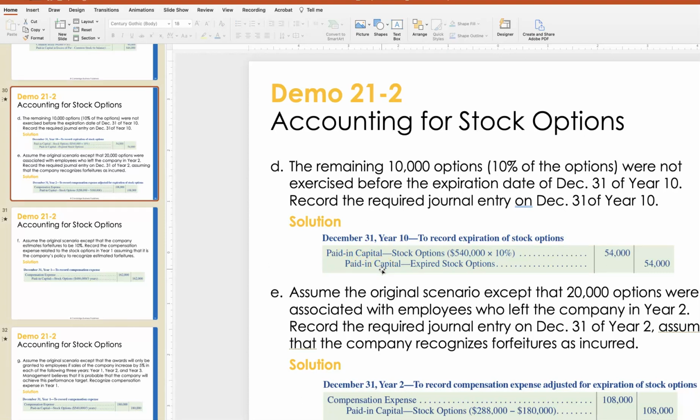Notice we don't reverse compensation expense, right? We keep it equity neutral. We just bump it out of the stock options and put it down into the expired stock options.